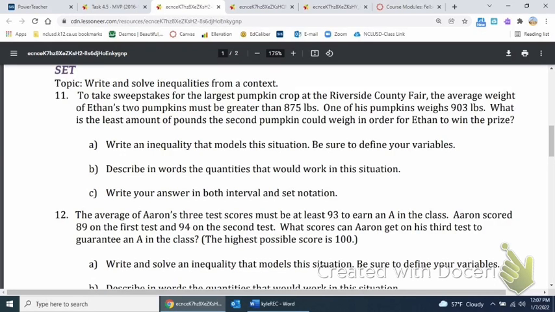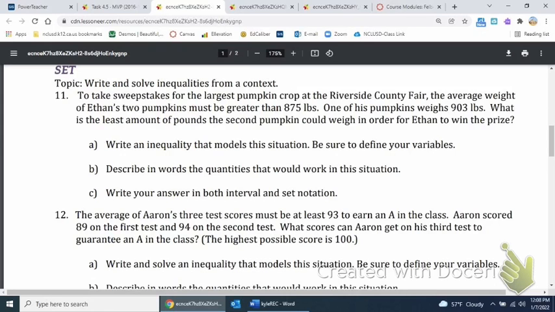They tell us that they're trying to do this competition for the largest pumpkin. They say that the average weight of your 2 pumpkins has to be bigger than 875 pounds. Greater. So that's obviously right there. It's telling us it's going to be a greater than when we write this inequality, because whatever the average is must be greater than 875.